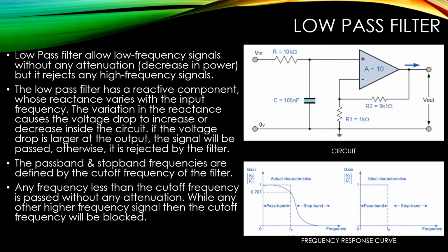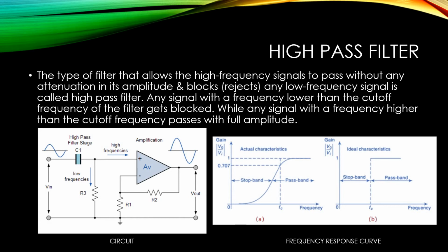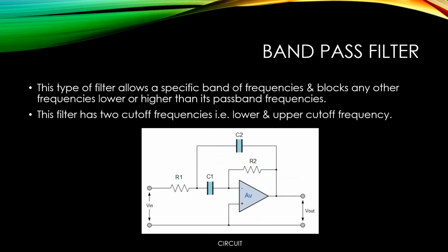Any frequency less than the cut-off frequency is passed without any attenuation, while any higher frequency signal than the cut-off frequency will be blocked. High pass filter. The type of filter that allows the high frequency signal to pass without any attenuation in its amplitude and blocks any low frequency signal is called high pass filter. Any signal with a frequency lower than the cut-off frequency of the filter gets blocked, while any signal with a frequency higher than the cut-off frequency passes with full amplitude.